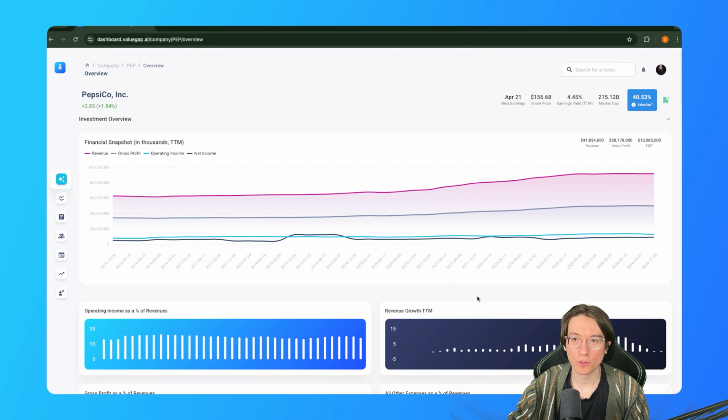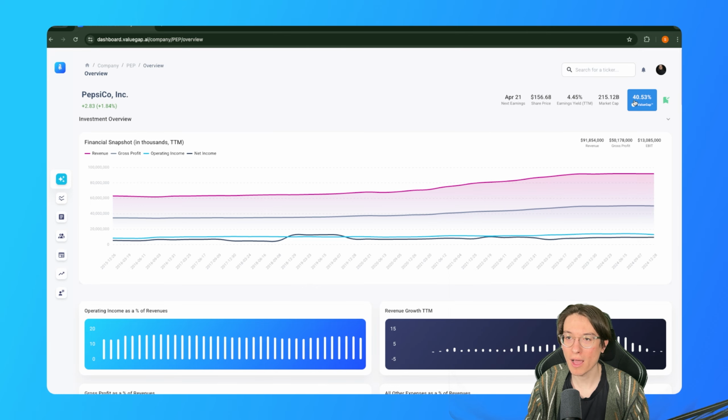First thing you'll note, whether you pull up this stock from the search page or from the screener, which we'll get into a bit, you'll be shown the investment overview page, the financial snapshot. In this page, the first thing you'll notice is the value gap. This is a measure of the gap between the value estimated by ValueGap based on a company's cash flows and what the company is currently trading at.